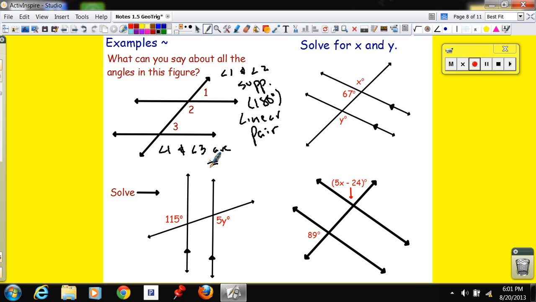I'm going to use the congruent symbol. 1 and 3 are congruent because they have a special name. They're called corresponding angles, 1 and 3. 2 and 3 are going to be supplementary.